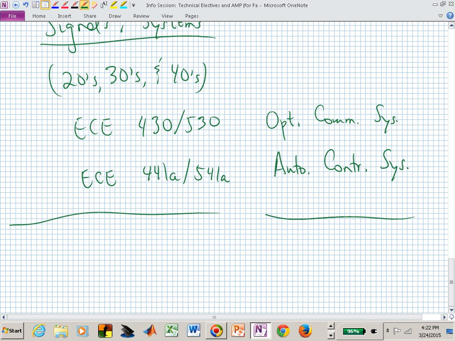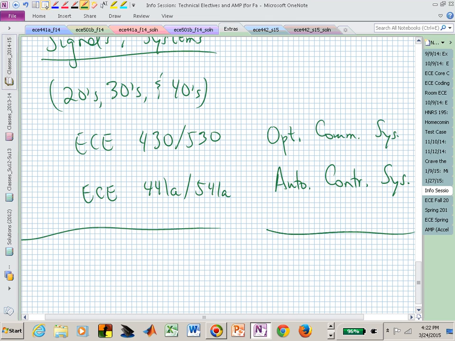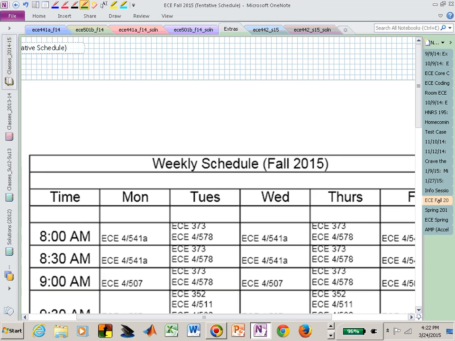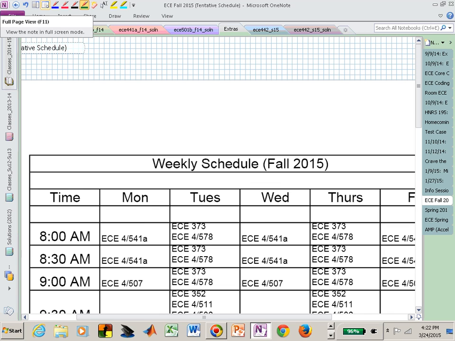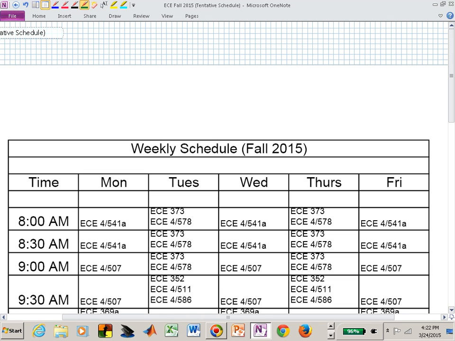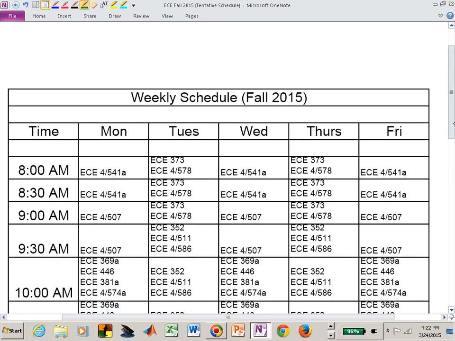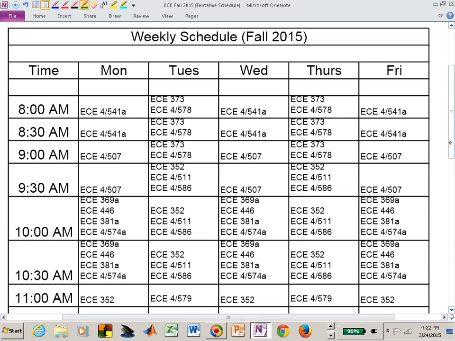Now, while you are planning that in terms of your schedule, you will also need to consider how these classes might or might not conflict. So you need to memorize this. Yes, question?